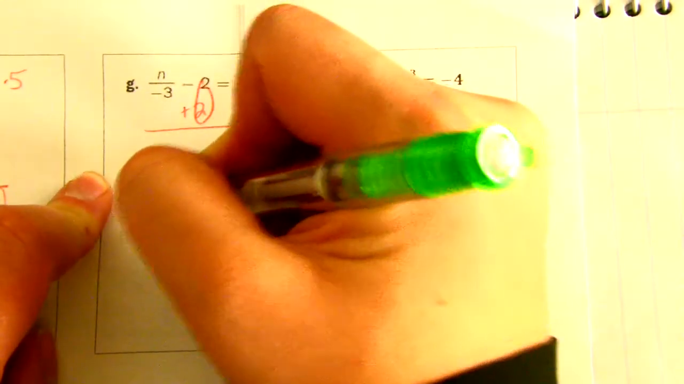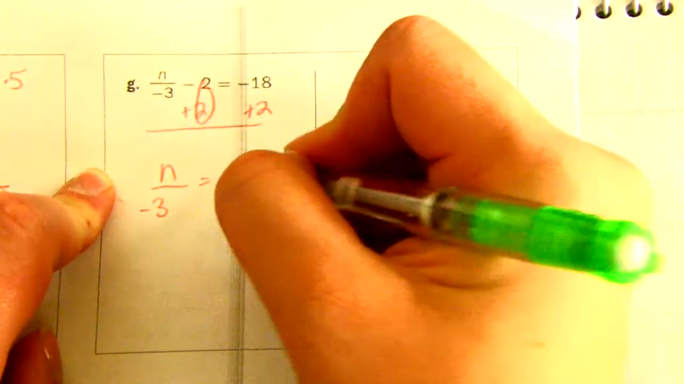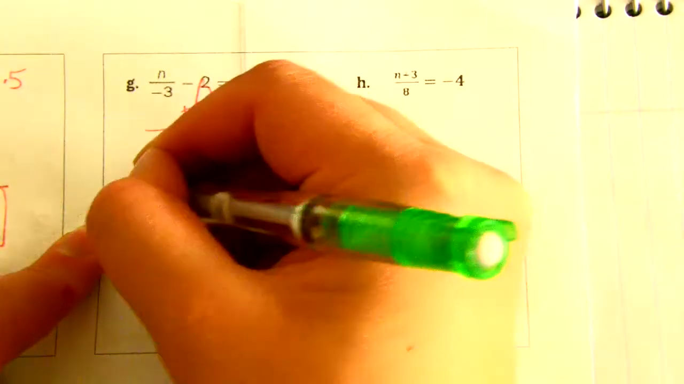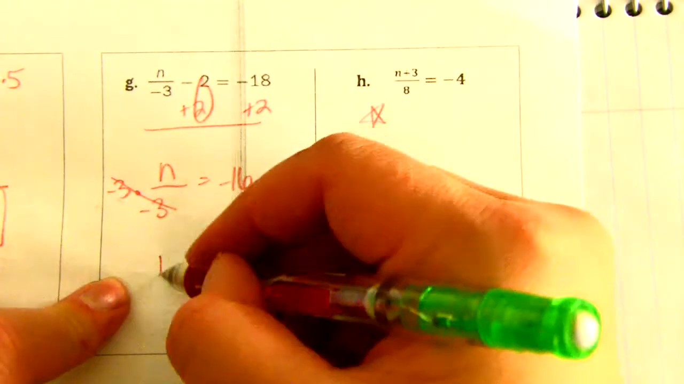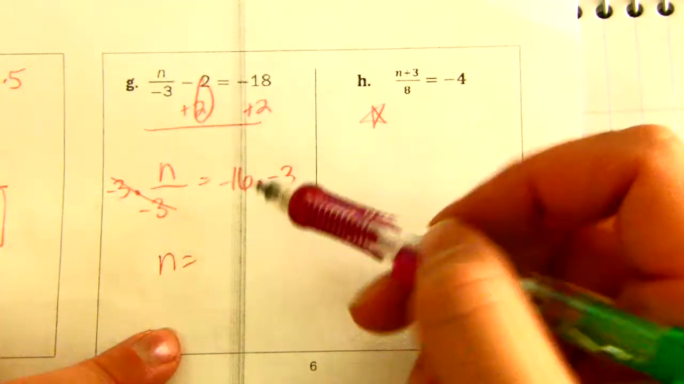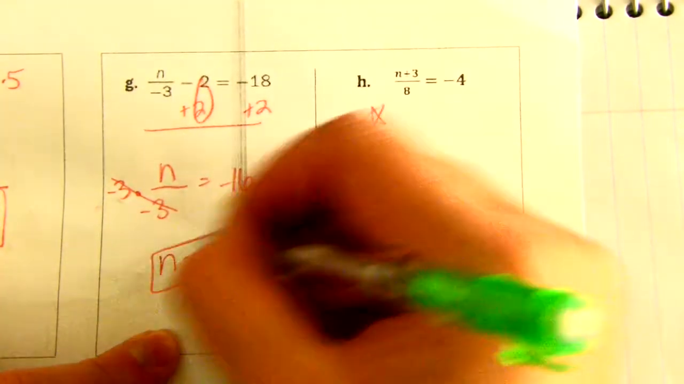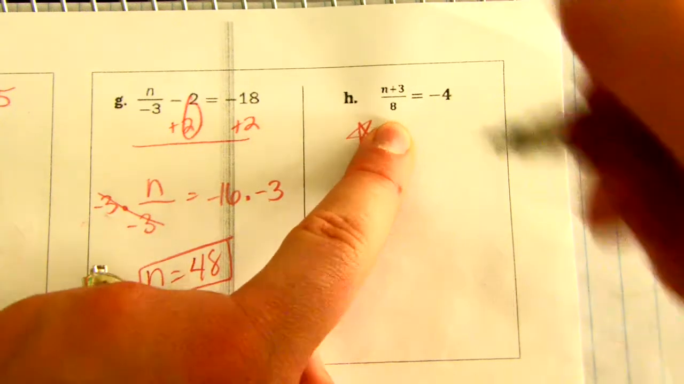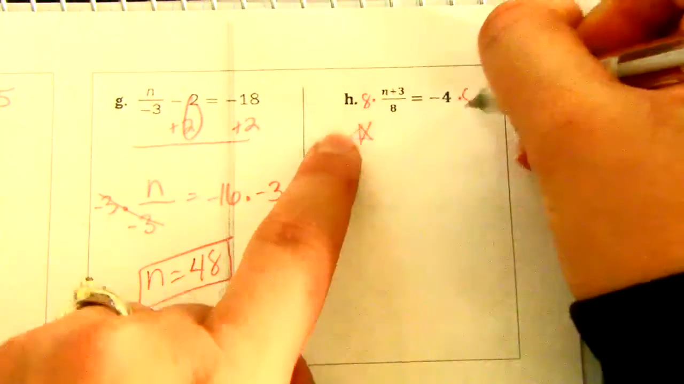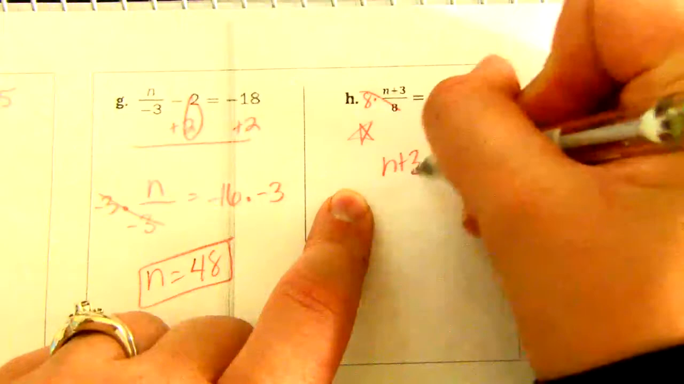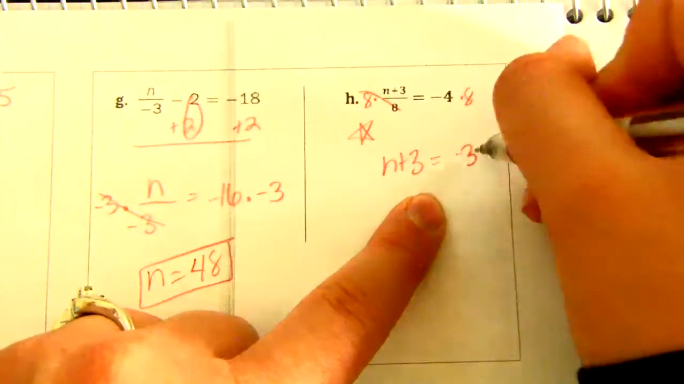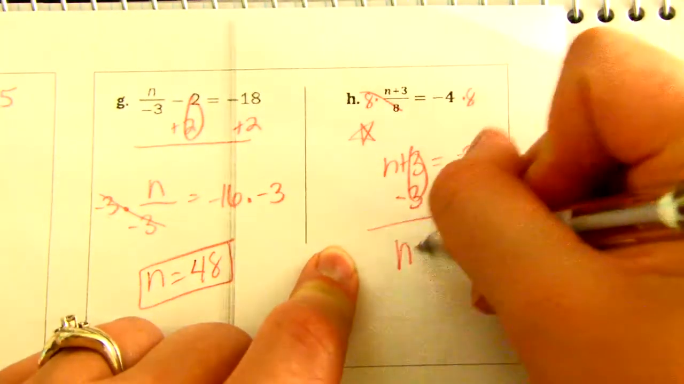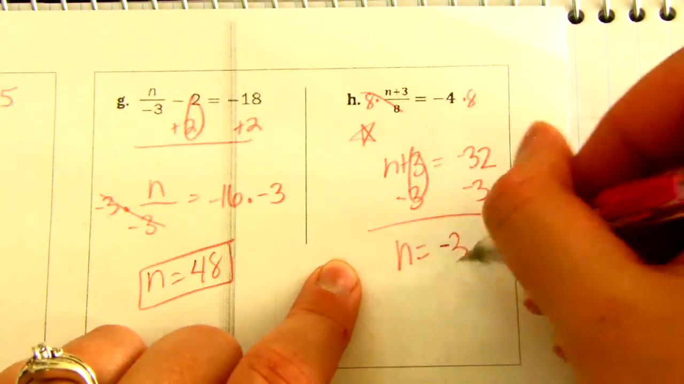N over negative 3 equals negative 18 plus 2 is negative 16. And then to undo divided by negative 3, I need to multiply by negative 3. We get 48 positive. So on this one, it's similar to the other problem where we have to get rid of the divided by 8 first. So we're going to multiply by 8. N plus 3 equals negative 32. Have to undo the plus 3, so subtract 3. N equals negative 35.